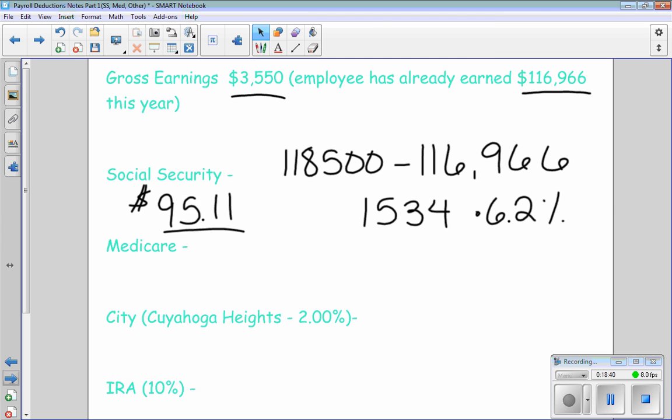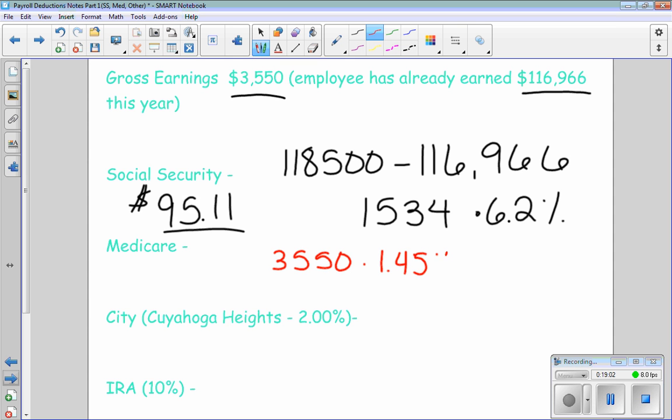Medicare. I'm taking my gross pay. Does Medicare have a limit? Nope, it's just after you make $200,000, you have to pay an additional 0.9%. So we pay it on the entire thing, $3,550 times 1.45%. .0145 is how it goes in your calculator. $51.48.